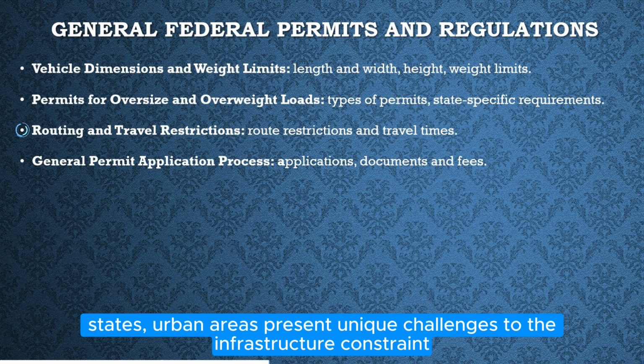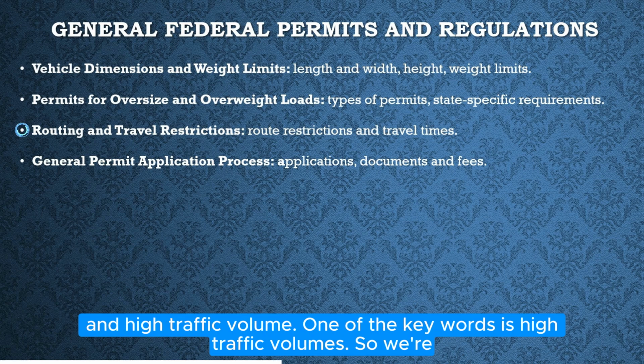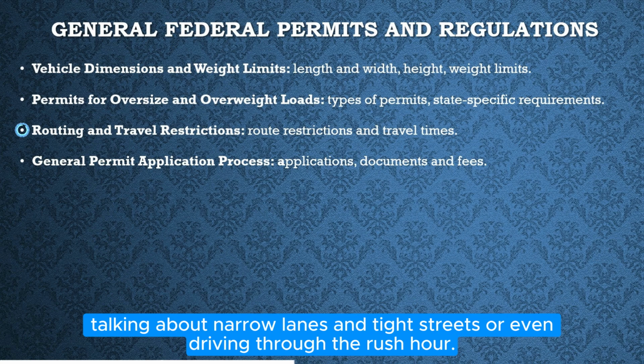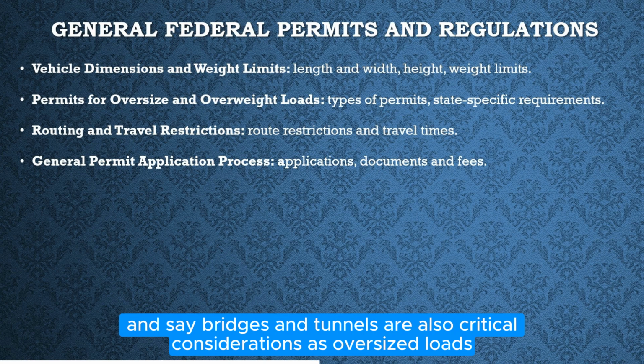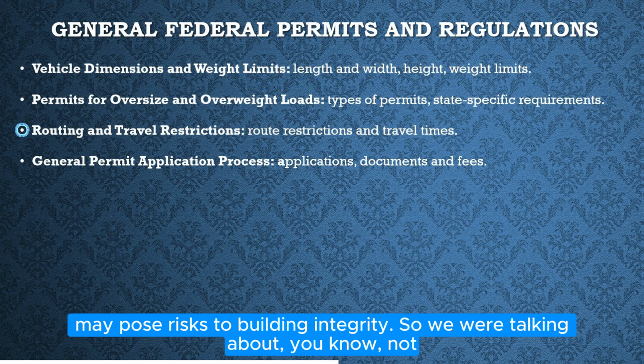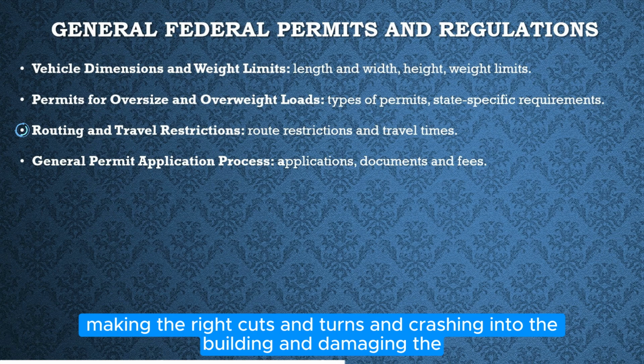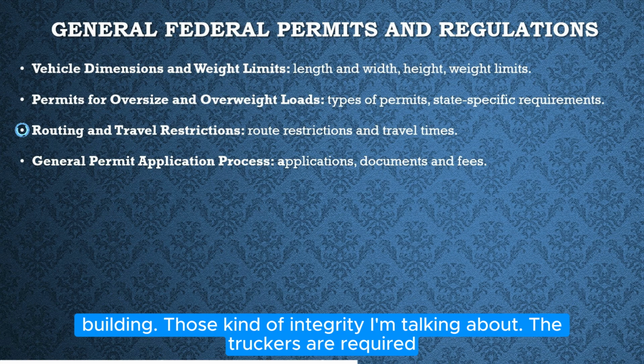In many states, urban areas present unique challenges due to the infrastructure constraints and high traffic volume. One of the key words here, high traffic volumes. So we're talking about narrow lanes and tight streets, or even driving through the rush hour. And everyone knows how Mississippi rush hour and New York rush hour is like. It's insane. Bridges and tunnels are also critical considerations, as oversized loads may pose risks to building integrity. So we were talking about not making the right cuts and turns and crashing into the building and damaging the building. Those kind of integrity I'm talking about.